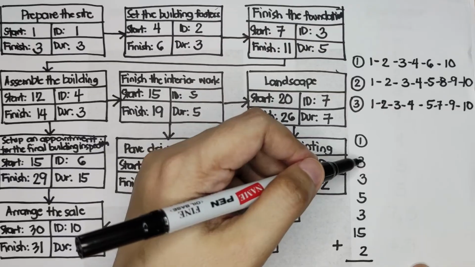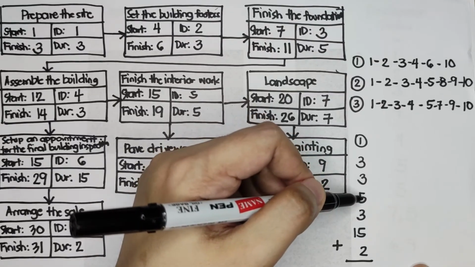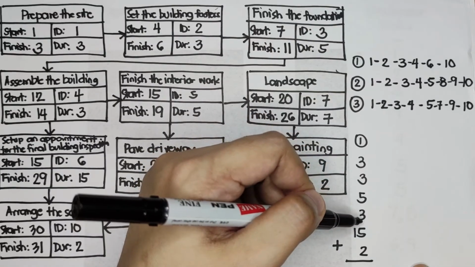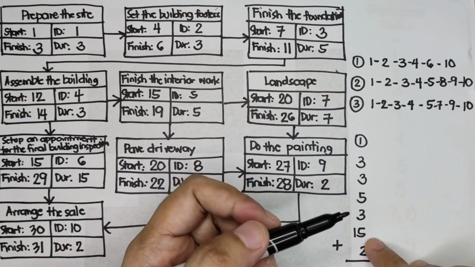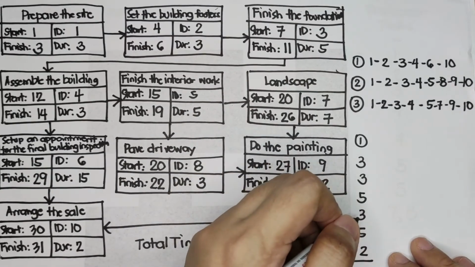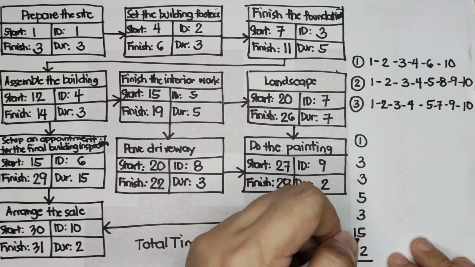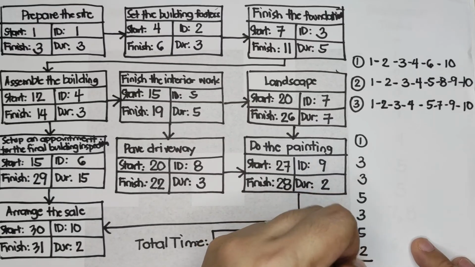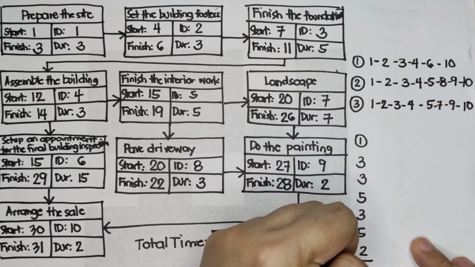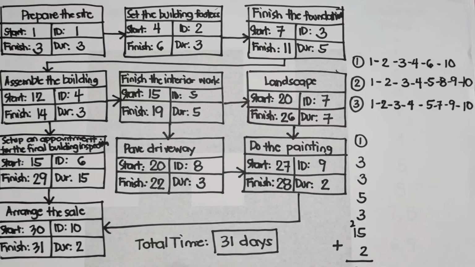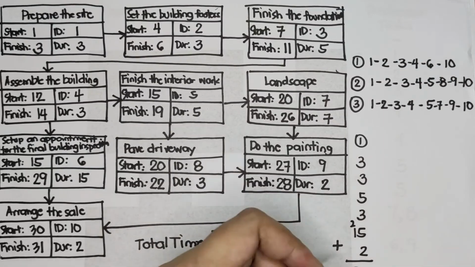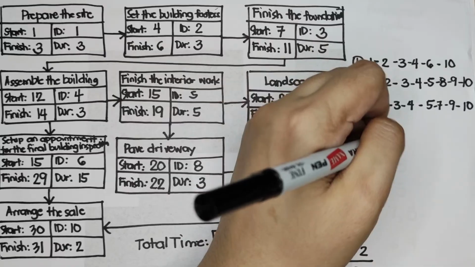So we have 1, 2, 3, 4, 5, 6 plus 5, 11, 12, 13, 14. 14 plus 5 is 19, 20, 21. Carry 2. So we have 31. So this is our total of the durations of those tasks. So this is the total for path number 1.